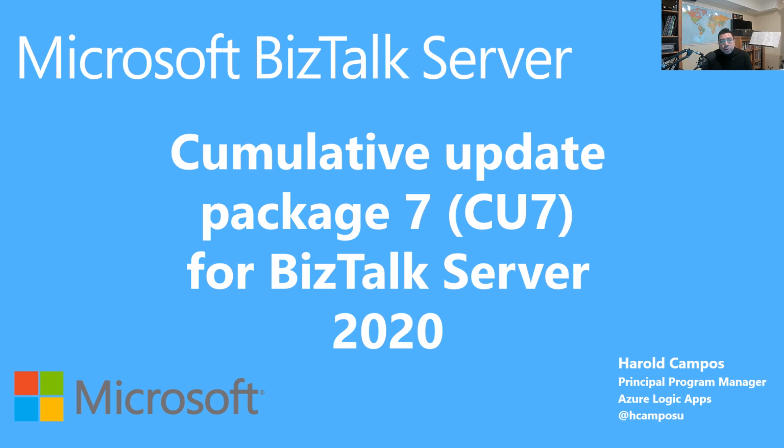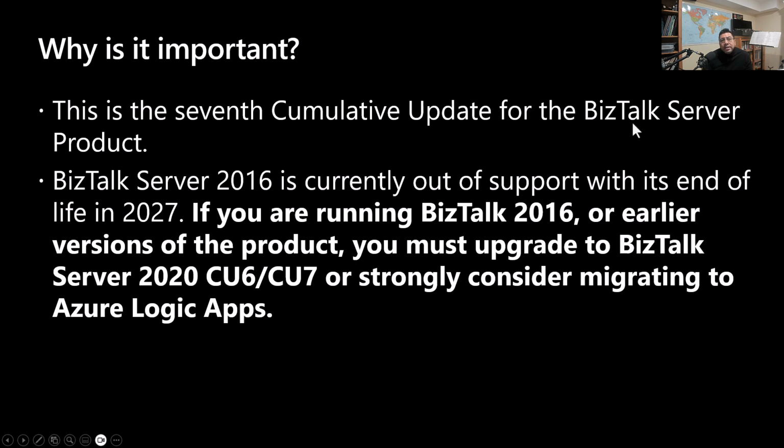My name is Harold Campos and today I will be speaking about the Cumulative Update Package 7, or CU7, for BizTalk Server 2020. Why is it important? First of all, this is the 7th cumulative update for BizTalk Server 2020. BizTalk Server 2016 is currently out of support with its end of life in 2027. If you are running BizTalk 2016 or earlier versions of the product, you must upgrade to BizTalk Server 2020 CU6 or CU7, or strongly consider migrating to Azure Logic Apps.